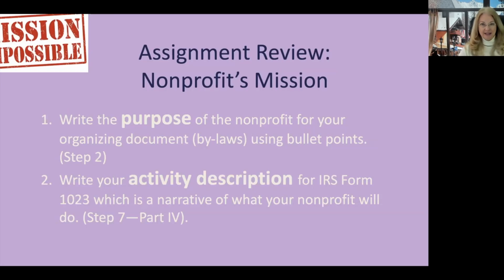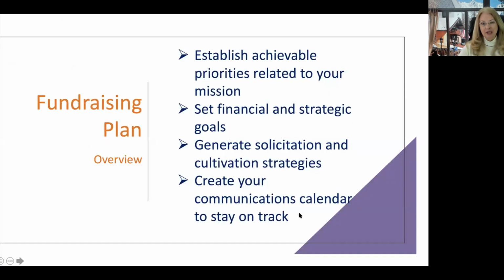Those two items are different, and that's why I highlighted the purpose and the activity description. That's going to play into what we're going to talk about today when we're going to start talking about raising money. Who do we ask? Who do we talk to? Where do we go from here?